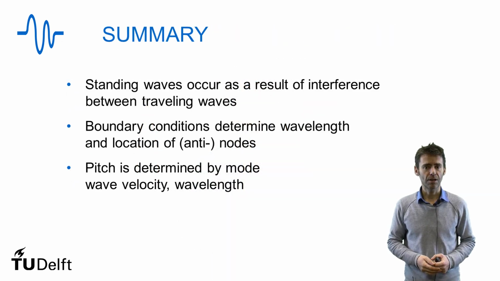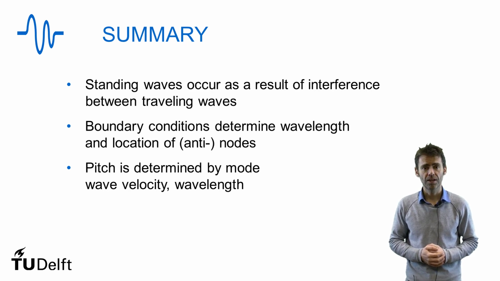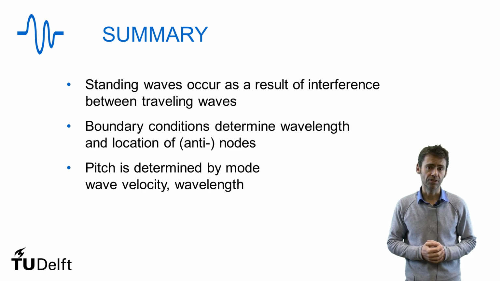So in summary, I've shown you that standing waves occur as a result of the interference between traveling waves, that the boundary conditions determine the wavelength and the locations of the nodes and the antinodes, and that the pitch is determined by the wave velocity and the wavelength that is supported by either the string or the pipe.